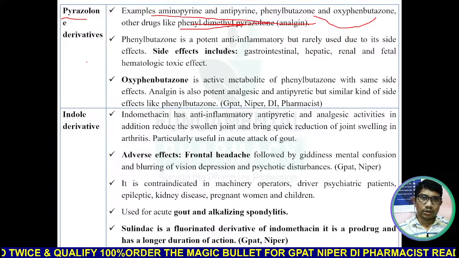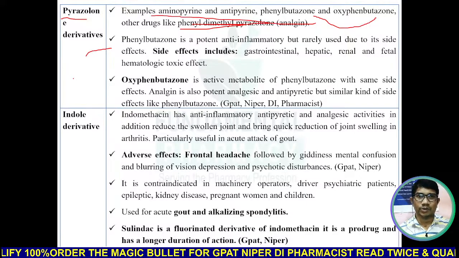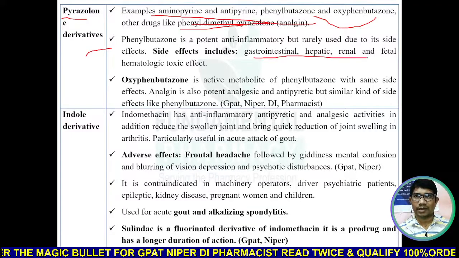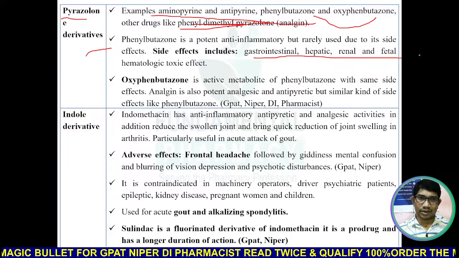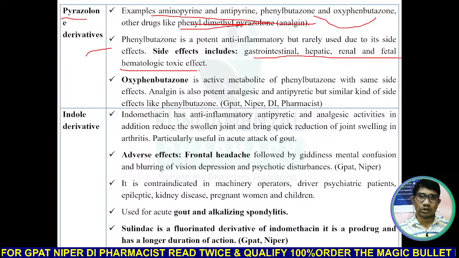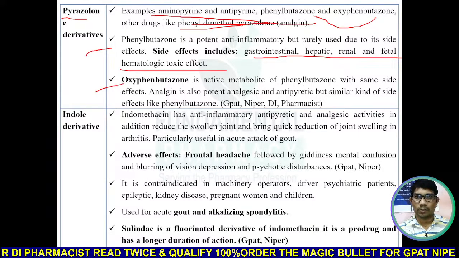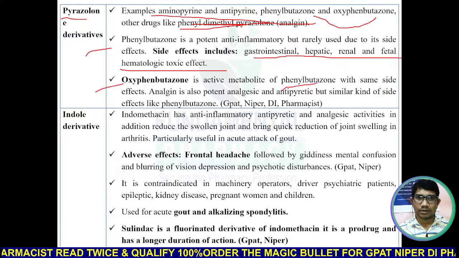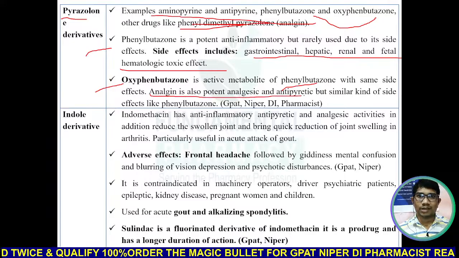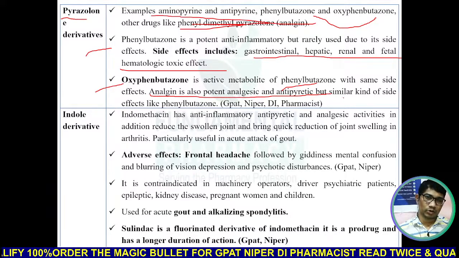So phenylbutazone is a potent anti-inflammatory drug, but it is rarely used because of its adverse effects like GIT irritation, hepatic and renal effects, and hematological effects. It will cause thrombocytopenia, etc. Oxyphenbutazone is an active metabolite of phenylbutazone and has the same adverse effects. Analgin again is a potent analgesic antipyretic, but it also has similar adverse effects like phenylbutazone, right?